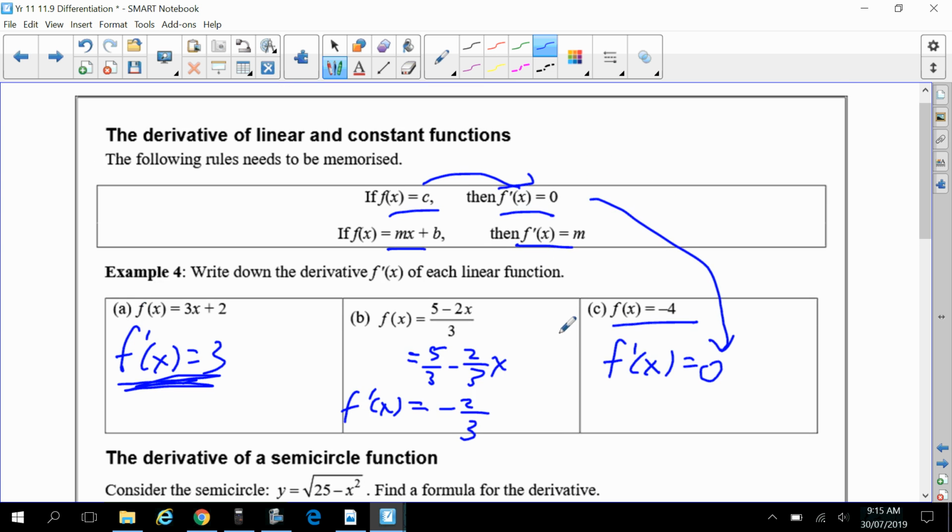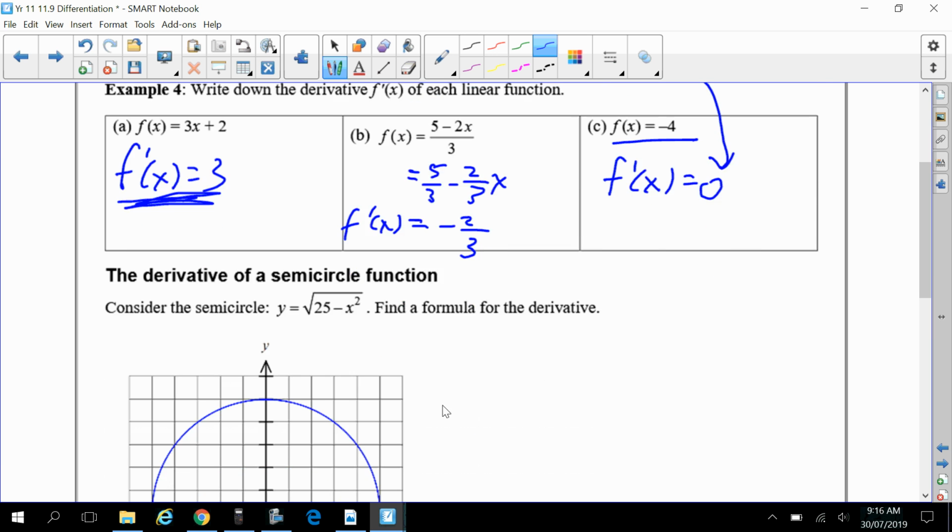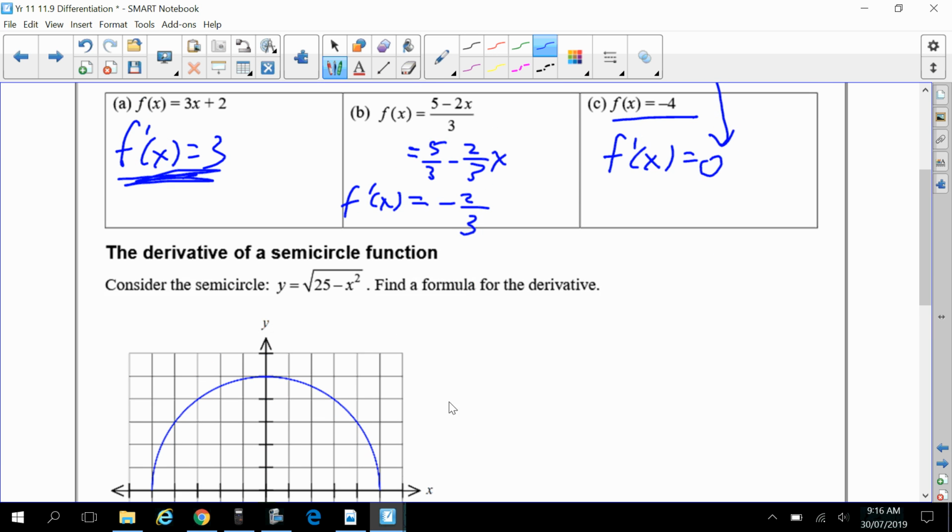However, even though we don't have a formula for x squared, x cubed, we can find the gradient of a semicircle, even though it looks very complicated. But in fact, it's actually quite easy. We can do it geometrically. You just have to recall some of the properties of the circle: the radius is perpendicular to the tangent. And we can take advantage of it.